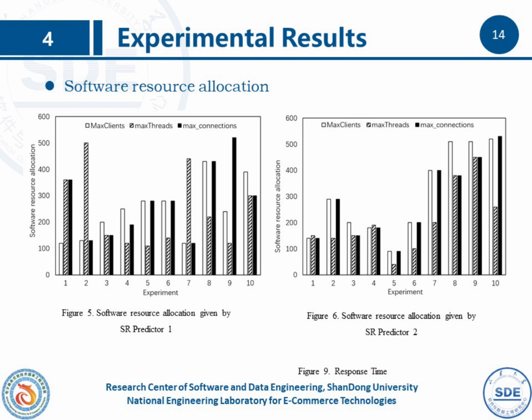To evaluate the effectiveness of our iterative feedback mechanism, we trained two SR predictors: SR predictor 1 shown in Figure 5 and SR predictor 2 shown in Figure 6. SR predictor 2 increases the amount of training data compared to SR predictor 1. As you can see, the increase in training data improves model performance and reduces the use of software resources. Figure 6 uses fewer software resources than Figure 5.